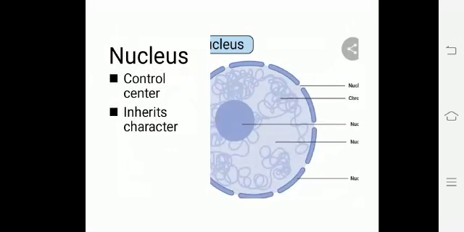Along with that, it helps transmit inherited characters from parents to their children. That's why, my dear students, sometimes we resemble our parents, like mother or father. How does it come about? Because of the nucleus, which transmits the inherited character information from parents to their children. So this is the overall about the nucleus.